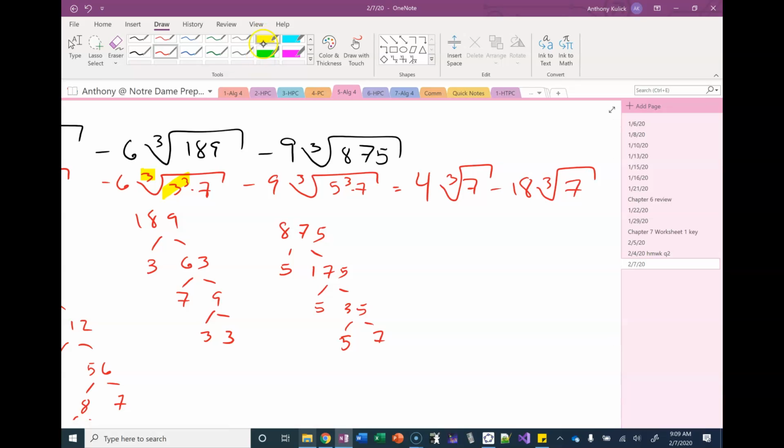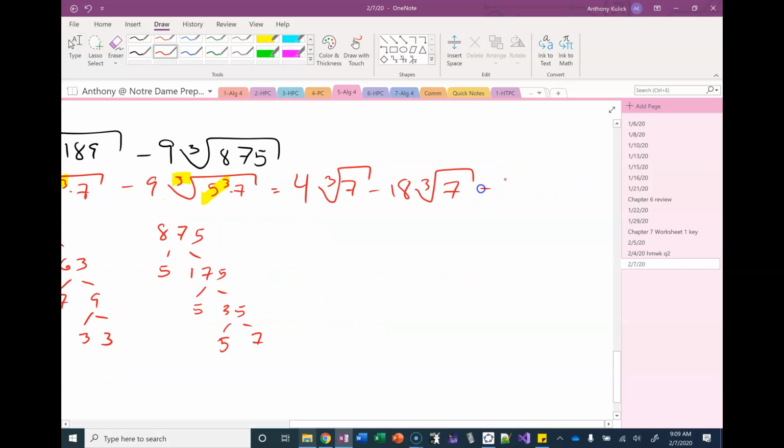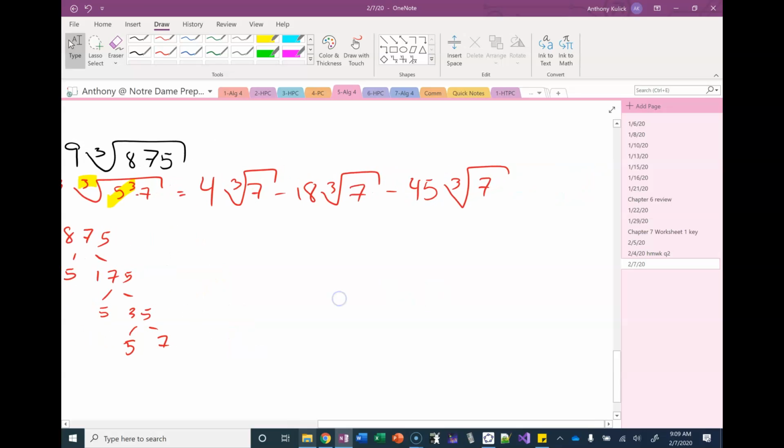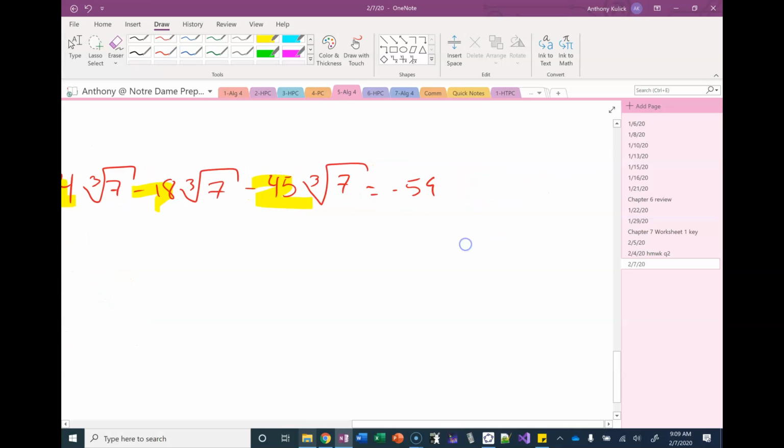Okay. And then same thing is going to happen with the 5's. So I can take a 5 out, leaving me with no 5's left. So that's 45 cube root 7. So if I do 4 minus 18 is negative 14, minus 45 again is negative 59. And then since they're all cube root 7's, it's just a cube root 7 at the end.